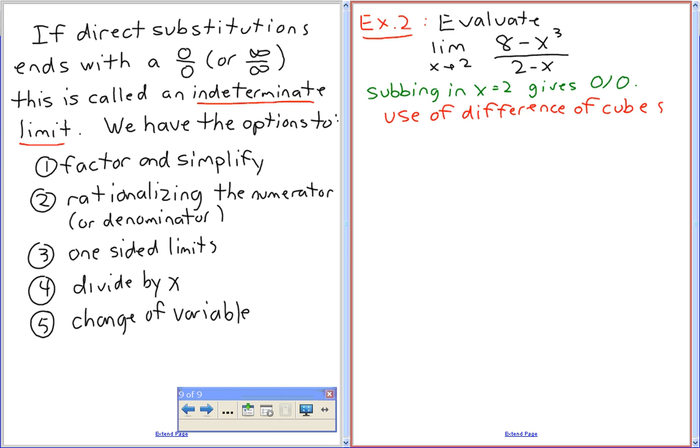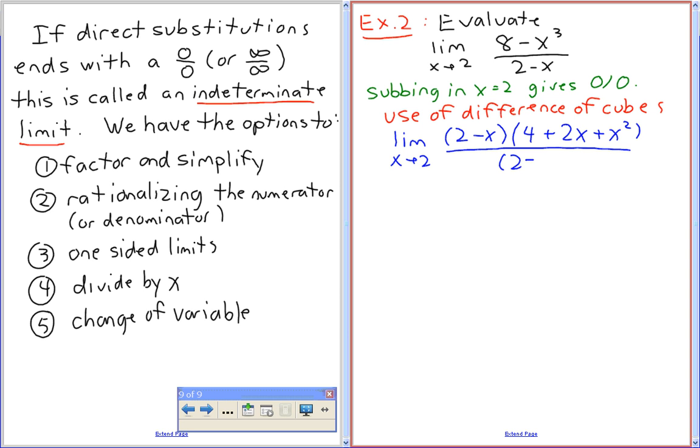Can someone be brave, John, and factor the numerator for me, please? It's going to be 2 minus x. Good. And then bracket, and then it's going to be 4 plus 2x plus x squared. Now it looks backwards because normally the x is on the left and the numbers are on the right, but there's that. And divided by 2 minus x.